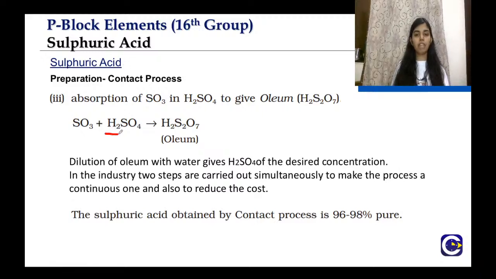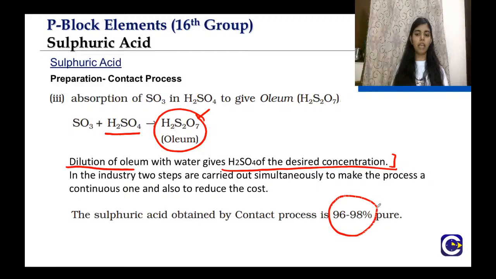Okay. Now SO3 has been produced through the contact process. Now it combines with H2SO4 to give oleum, that is H2S2O7. Now when you dilute this particular oleum with water, it gives H2SO4 of the desired concentration. So by this process, basically the H2SO4 you are obtaining is 96 to 98% pure. Okay, and H2SO4 is very corrosive in nature, right? A single drop of concentrated H2SO4 can burn your hand.